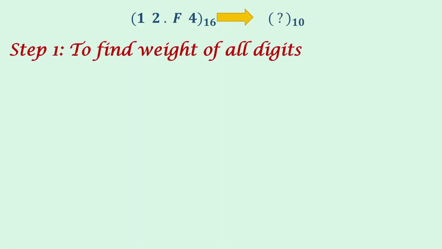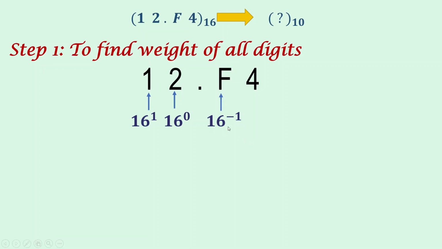Let's take one more example. Suppose we have the number 12.F4. Here radix point is present and we have to find its decimal equivalent. So our step 1 is to find weight of all digits. The 2 is present to the left hand side of the radix point, so it will have weight 16 raised to 0, then power will get increased by 1, so 1 will have the weight 16 raised to 1. Moving to the right hand side of the radix point, the weight starts from r raised to minus 1, so F will be 16 raised to minus 1, then 4 will be 16 raised to minus 2.